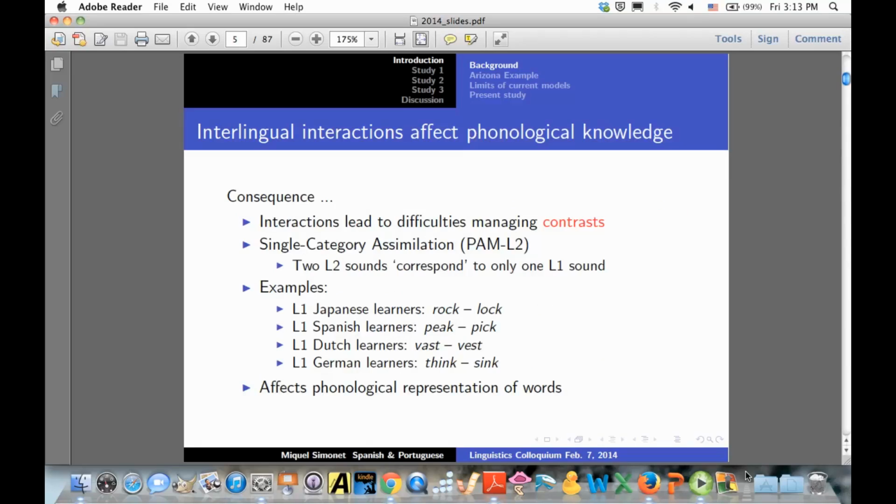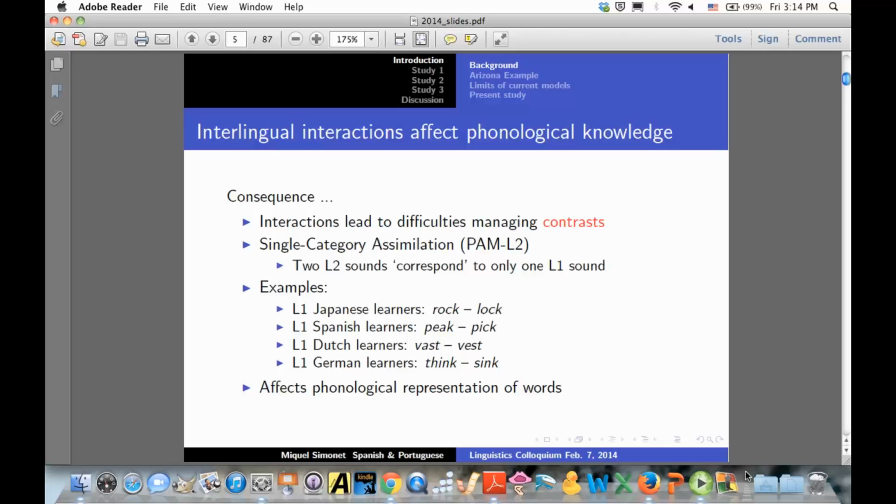There are 2 articles in Journal of Phonetics about this recently, and they were shocking to me, maybe not to you. And we also know this, and you know this well, there's a consequence of hearing with an accent and speaking with an accent and native and non-native interactions, is that they lead to difficulties with phonological contrasts. And this is one way of dealing with this from a theoretical point of view, the single category assimilation concept of the PAM-L2 model, in which there is a contrast that is specific to the second language. These 2 sounds of the second language are assimilated or linked to only 1 sound in the native language, and this linking of 2 to 1 makes the acquisition or the command of the second language specific contrast very difficult, because they're both linked to the same.